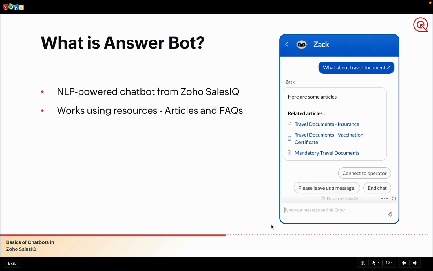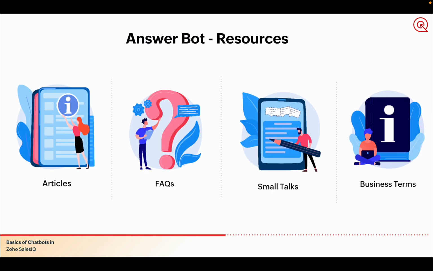The Answer Bot is a smart support assistant that can simulate a conversation with a website visitor in natural language and provide 360-degree support. Whenever a brand is created inside SalesIQ, the Answer Bot for the corresponding brand will be created automatically. You just have to enable it. The Answer Bot relies on articles, FAQs, small talk, and business terms in SalesIQ. Resources are the brain of the Answer Bot.